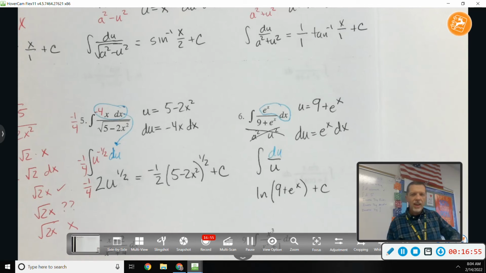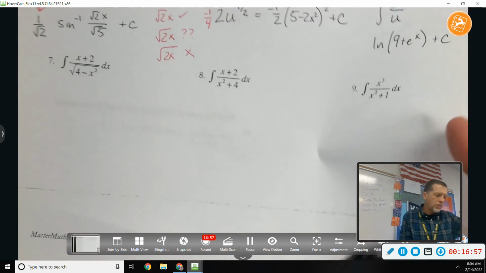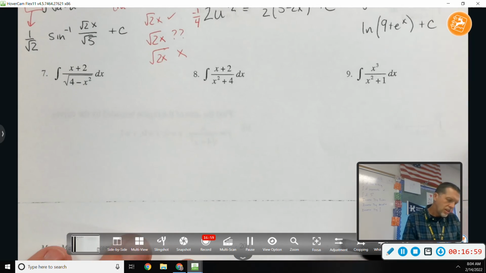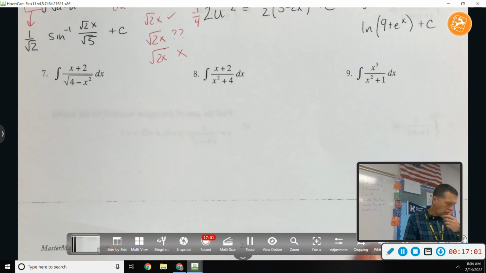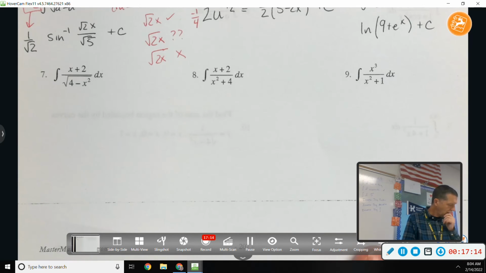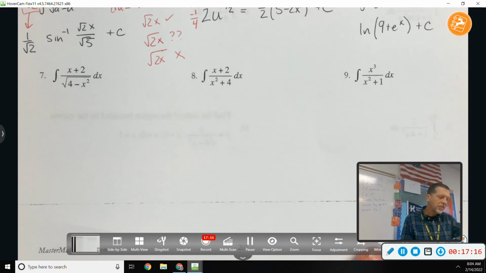Okay, 7 and 8 are really similar, so I'm not going to do both of them, because they both involve the same basic step. Let's do... I'm trying to see which one I think would be easier or harder. Let's do 7.